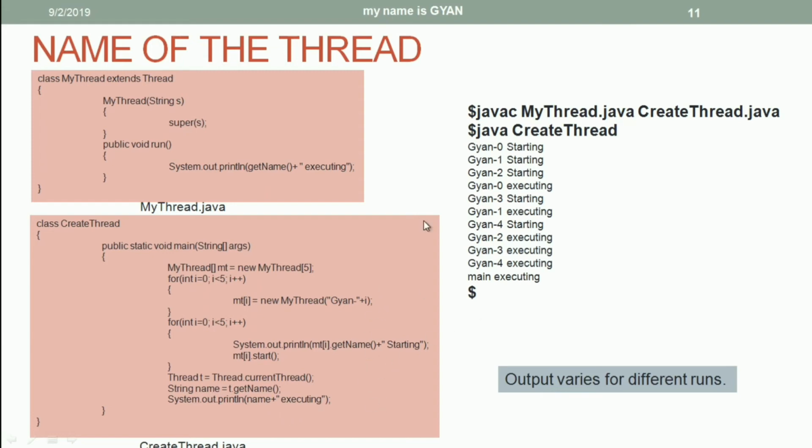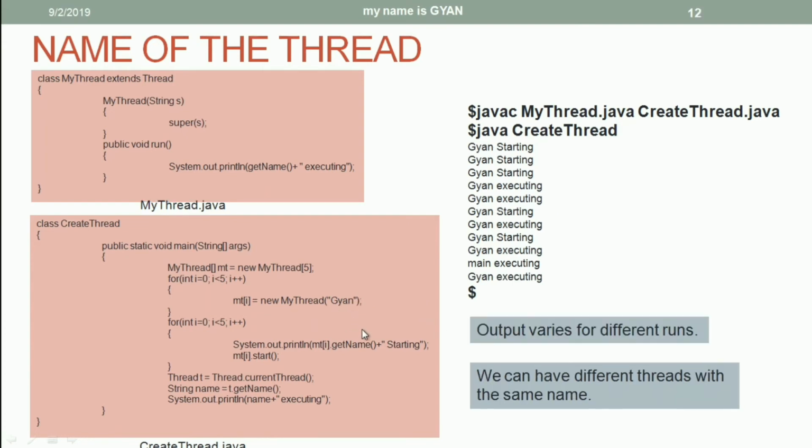So this program is similar to the previous one, the only difference is that we have assigned here a user defined name instead of using thread0, thread1. Here we are using gyan0, gyan1. So the names of threads can be whatever you wish. Therefore this program is similar to the previous one, just we are assigning different names to different threads.